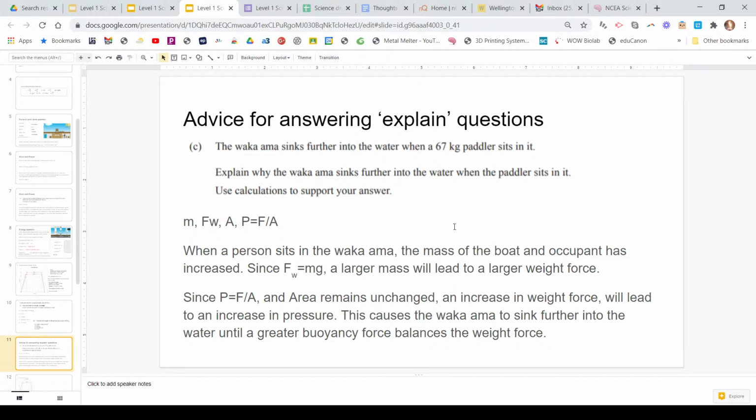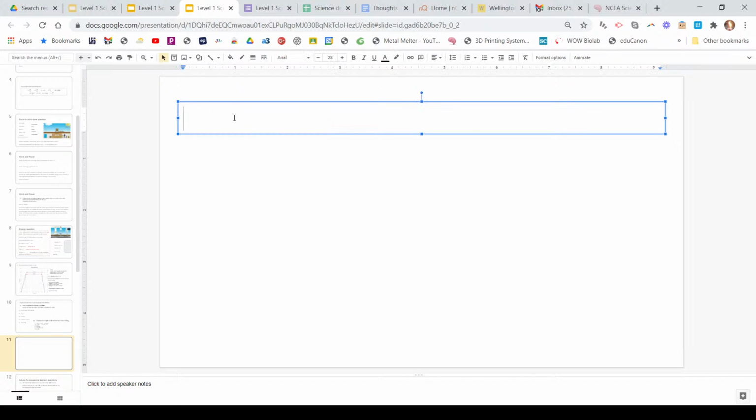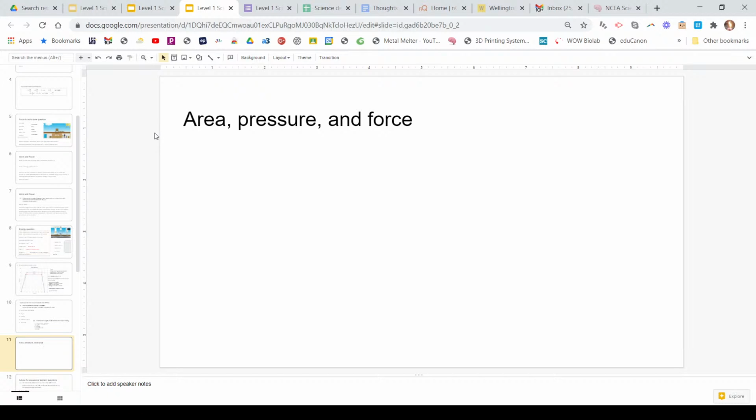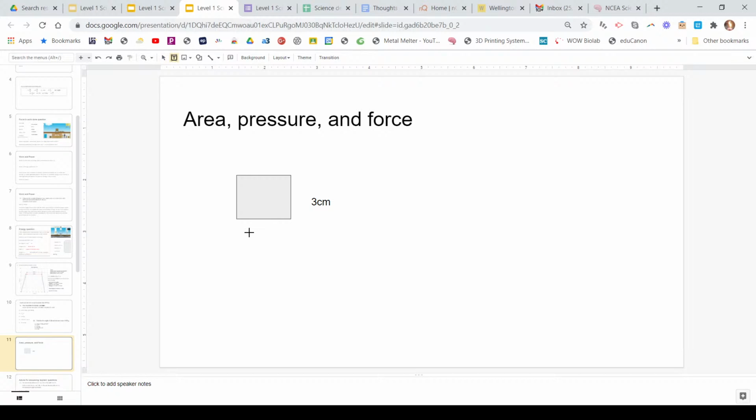So with area, I might go into a new slide and just draw this one out. What you might have to do is work out the area of an object. So if we had, let's say, a table leg, and this is like a cross-sectional area of one of the legs, then it might be about 3 centimeters on one side, and it might be a little bit more on the other side. Let's say that is 4 centimeters down here.